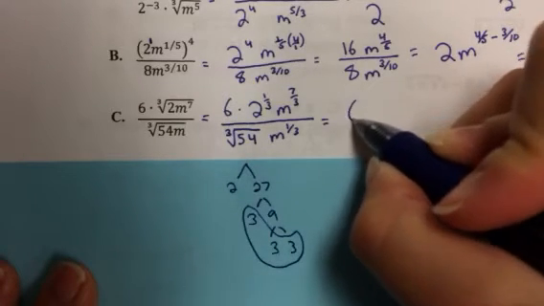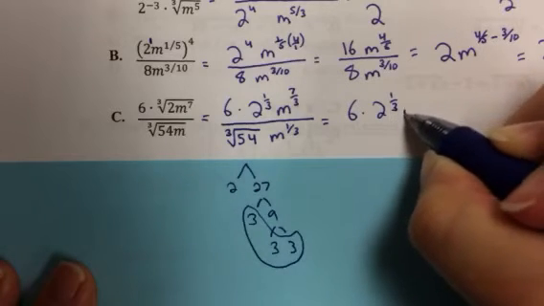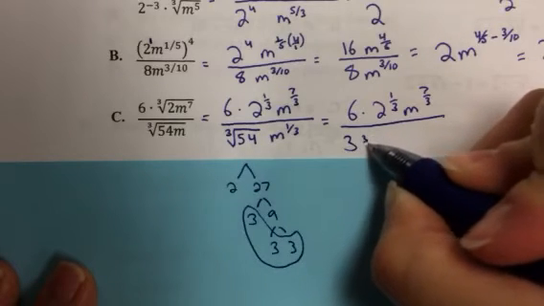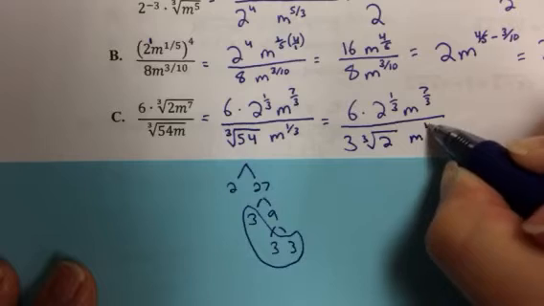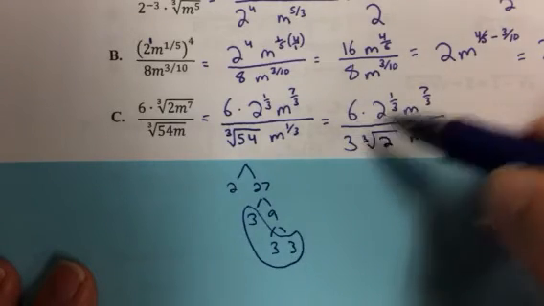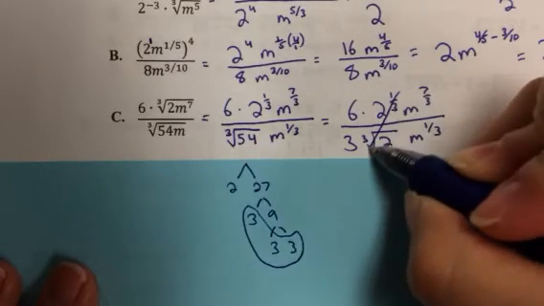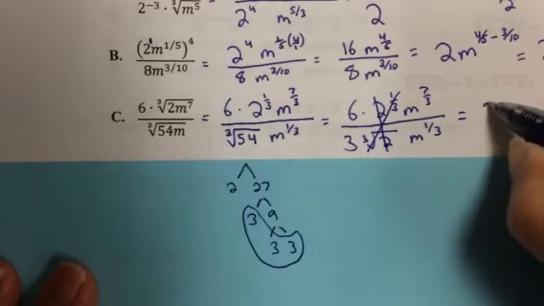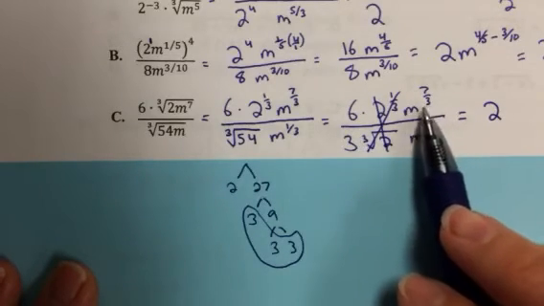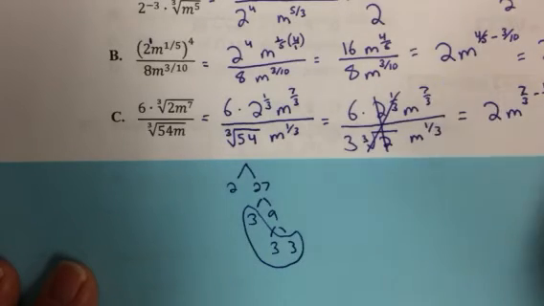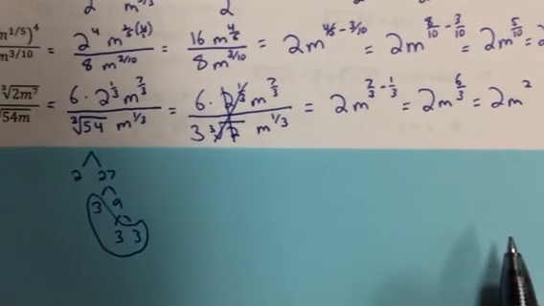So 6 times 2 to the 1/3, m to the 7 thirds, over the 3 comes on the outside, the 2's still stuck on the inside, and we have m to the 1/3. So 6 and 3 can simplify. 2 to the 1/3 and the cubed root of 2 are actually the same exact thing, so those ones can simplify. And 6 and 3 simplify to 2. So m to the 7 thirds minus 1/3 to simplify this, which is 2m to the 6 thirds, which is 2m squared. So that's our answer.